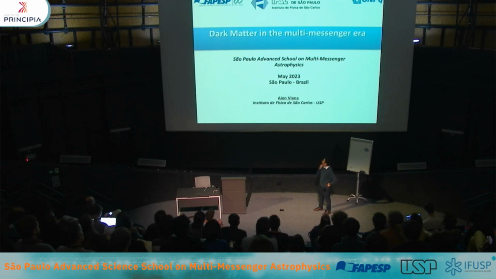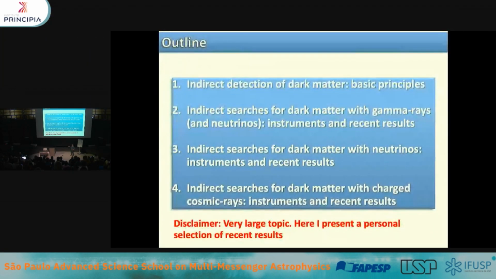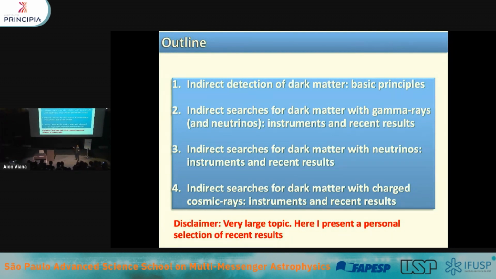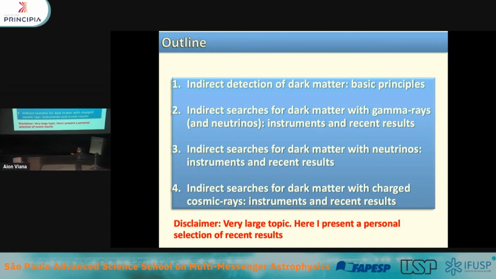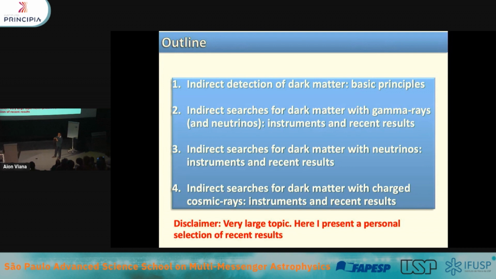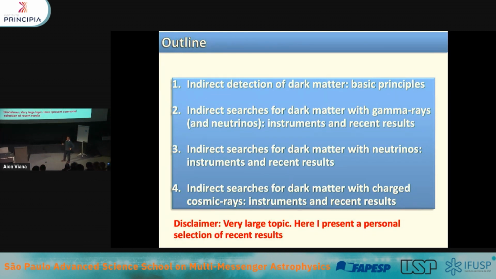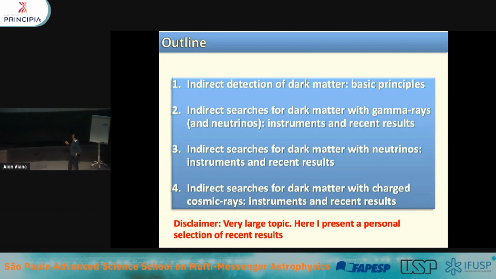So this is basically the outline of my presentation. When we're talking about multi-messenger, we are talking about what we call indirect detection of dark matter. I'm going to describe a little bit the main idea, the basic principles of indirect detection of dark matter, or indirect searches of dark matter. Then I'm going to go through some of the different messengers that we can use to detect dark matter indirectly.